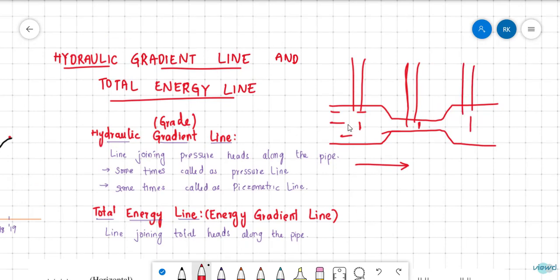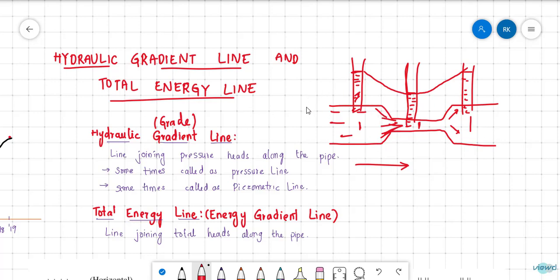here the pressure will be more. This is the piezometric height, and here the velocity increases as the cross section area is decreasing. So here the pressure will be less. And what about this third section? The pressure will increase, since the velocity decreases. So the hydraulic gradient line will be in this way. The line joining pressure heads at all the sections along the pipe is called the hydraulic gradient line.